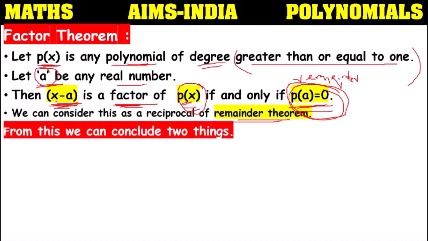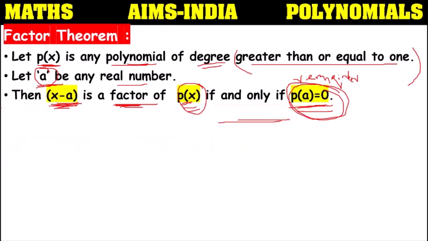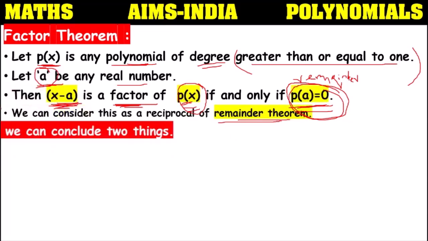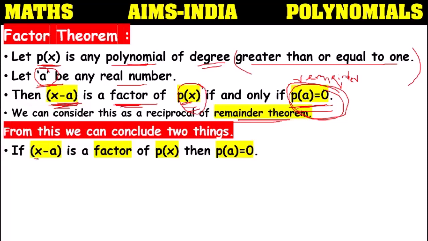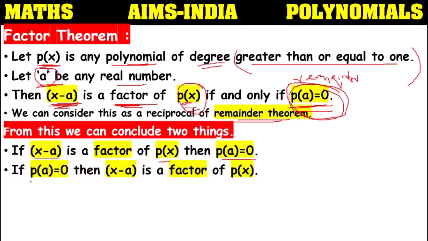So from this we can conclude two things. One is, x minus a is a factor of p of x when p of a equal to 0. That is the first case. And the second case, if x minus a is a factor, then the remainder is 0. That is one case. If the remainder is 0, then x minus a is a factor. That is the second case.